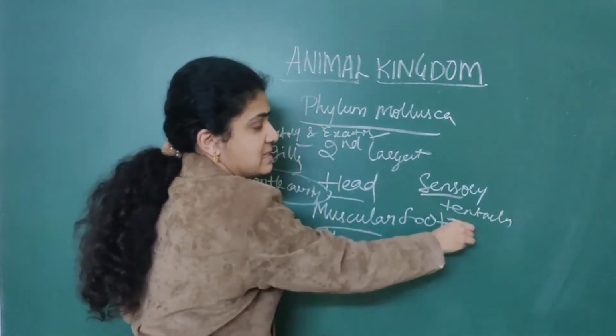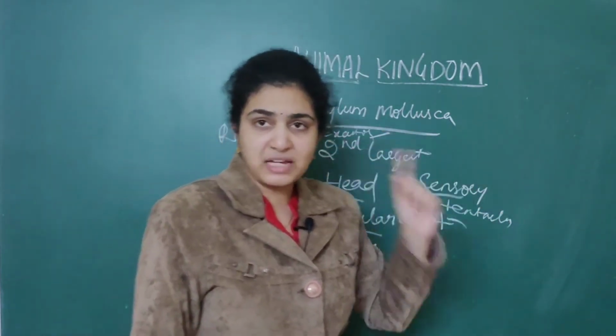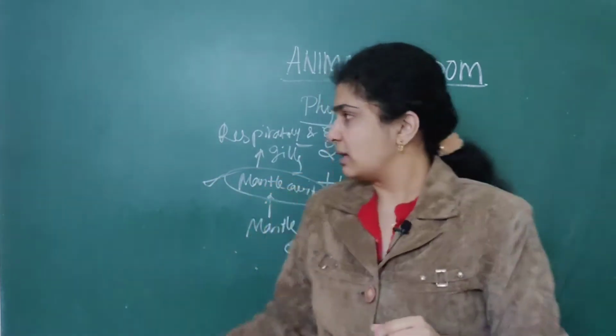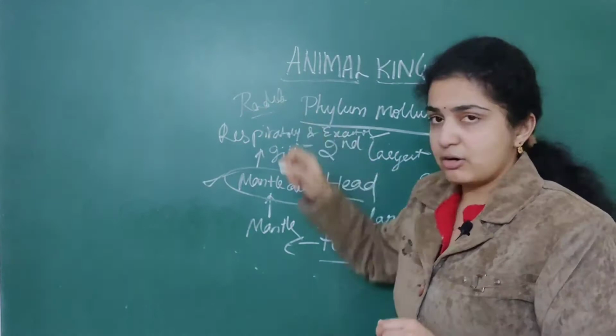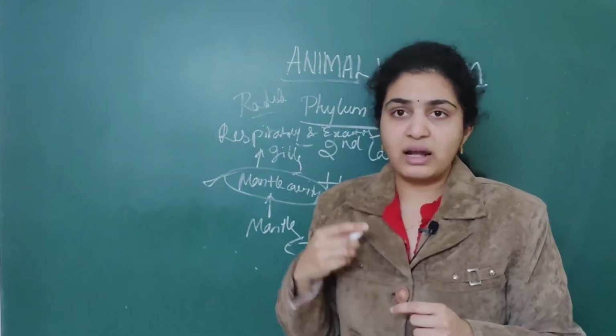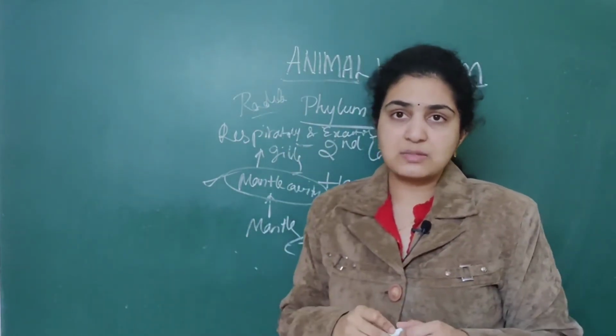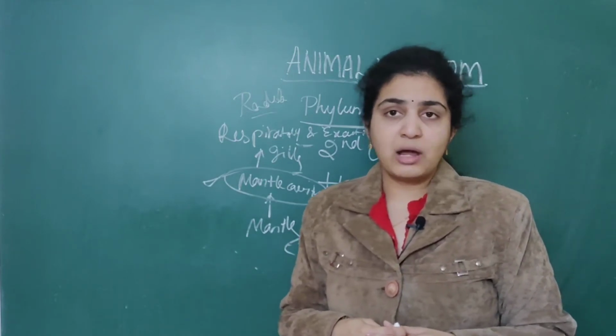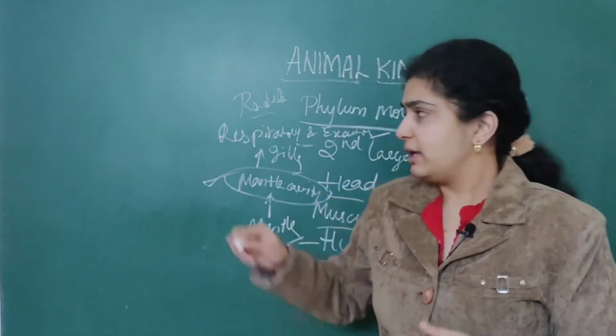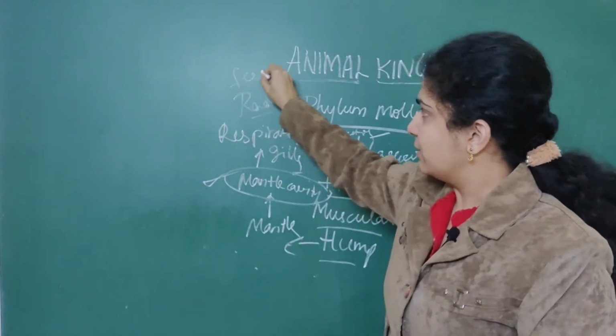As well as these, mollusks have a special feature that is nothing but the radula. A file-like rasping organ called the radula is present in these mollusks. So what is the use of this? This radula plays an important role in feeding.